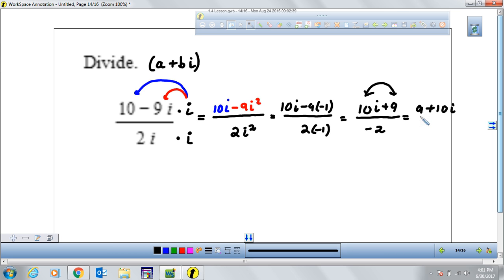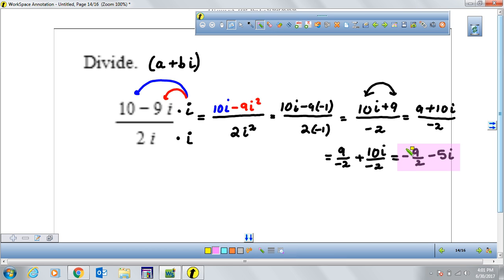But that is not in the form a plus bi yet because we have a divided by negative 2. So how can we express this in the form a plus bi? Divide both of them by negative 2. So my final thing is going to be 9 divided by negative 2 plus 10i divided by negative 2. And that is going to give you negative 9 halves. And then 10i divided by negative 2 is minus 5i. Now my solution is in the form a plus bi: negative 9 halves minus 5i.